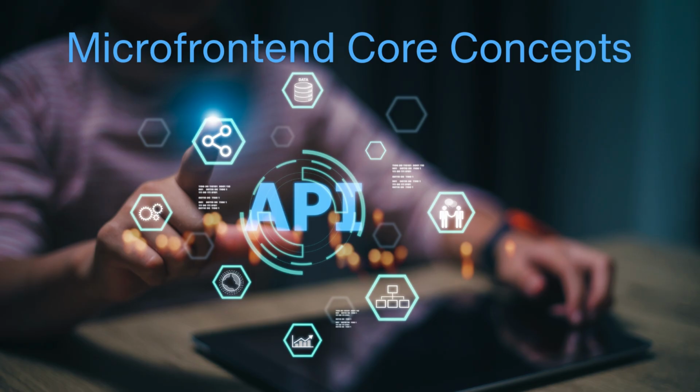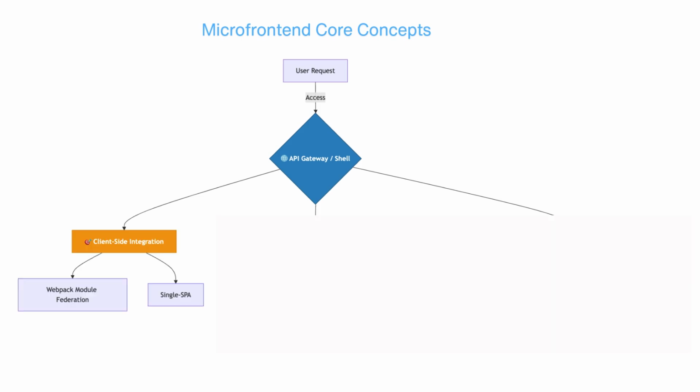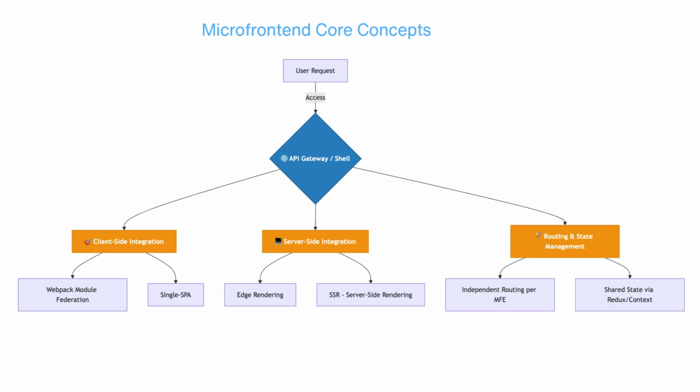The core concepts of microfrontends architecture are composition via API gateway or shell. All microfrontends are loaded into a central shell that manages the routing. Client-side integration using JavaScript frameworks like Module Federation in Webpack or Single SPA. Server-side integration: the server assembles microfrontends before delivering to the browser. Routing and state management: each microfrontend can have its own routing and state logic.